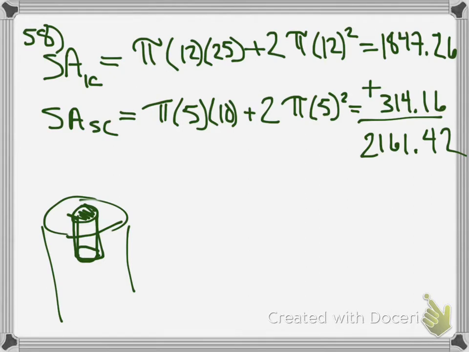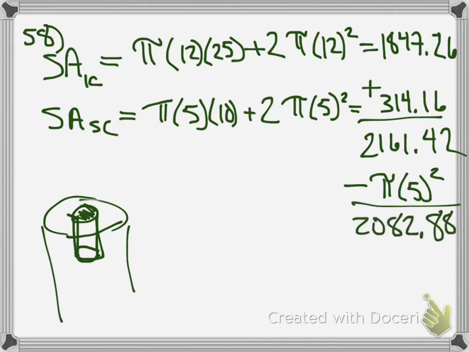So finally I'm subtracting this pi times 5 squared, one circle, to get 2082.88. That should be the final answer, and it should be really close. I'm not too big of a fan of that. We'll see if that ends up on the test.